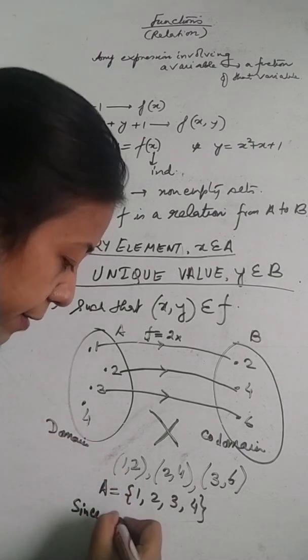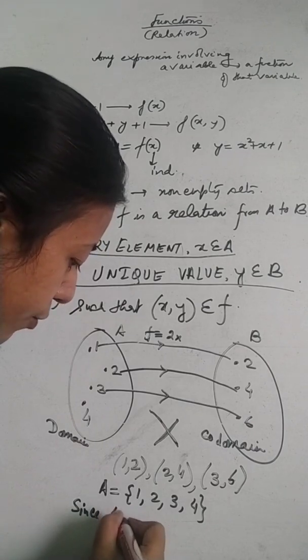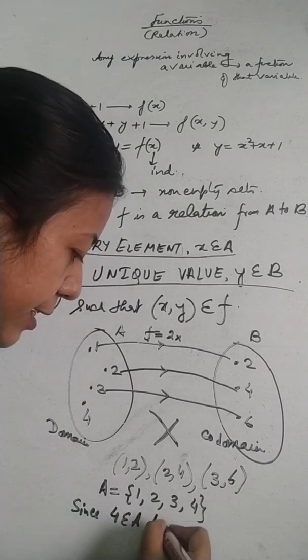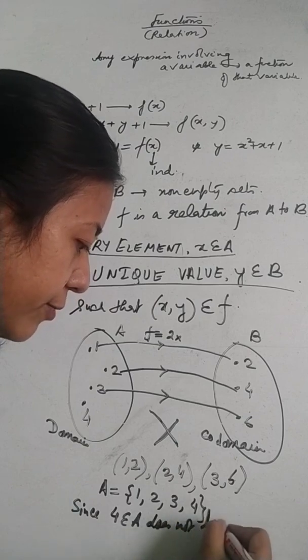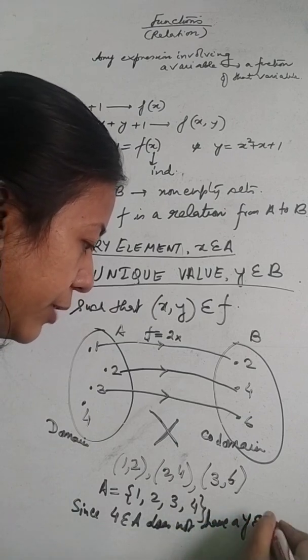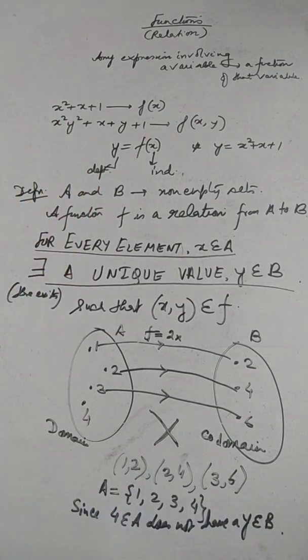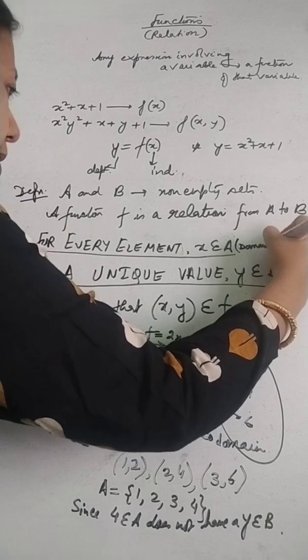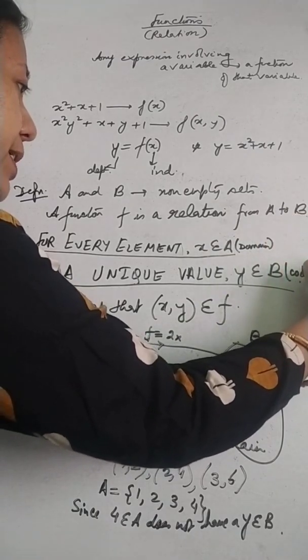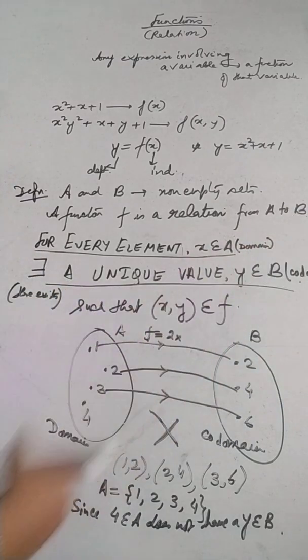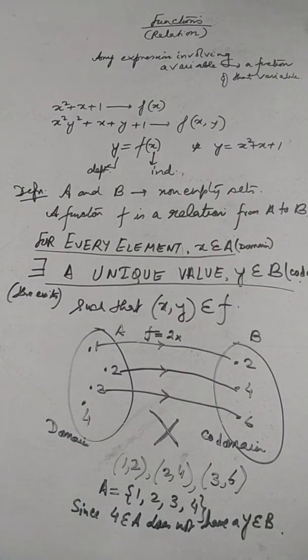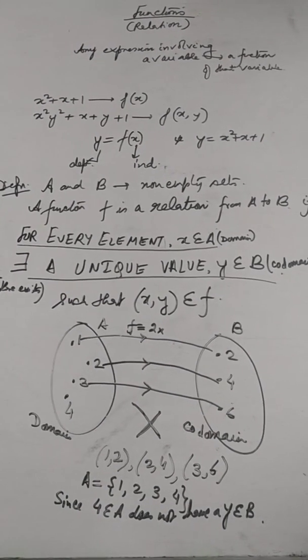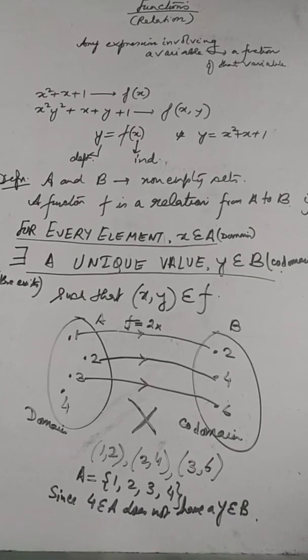I'll write the reason. Since 4 belonging to A does not have a y belonging to B. The element 4 belonging to the first set A does not have an element y belonging to the set B. Set A is called the domain of the function, just like domain of relations, and B is called the codomain of the function or the relation. So this is definitely not a function because it does not satisfy the criteria of a function.